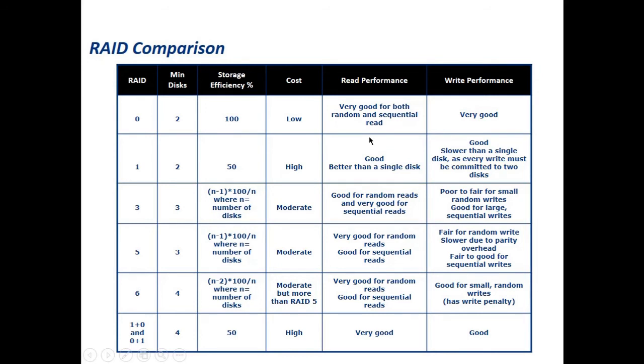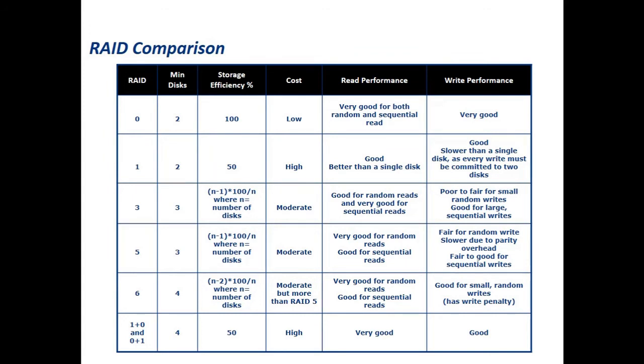When we are talking about the read performance, it's very good for both random and sequential reads. Write performance is also very good. In the case of RAID 1, again the minimum number of disks required to implement RAID 1 is 2. Storage efficiency is 50%. As we discussed earlier, we need twice the amount of storage when compared to the data. That is why storage efficiency is half. It's 50% only. Cost of implementation, therefore, is very high.